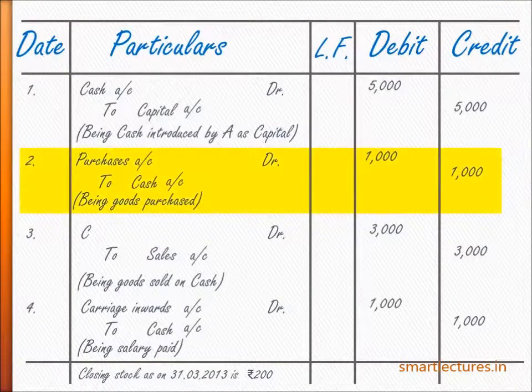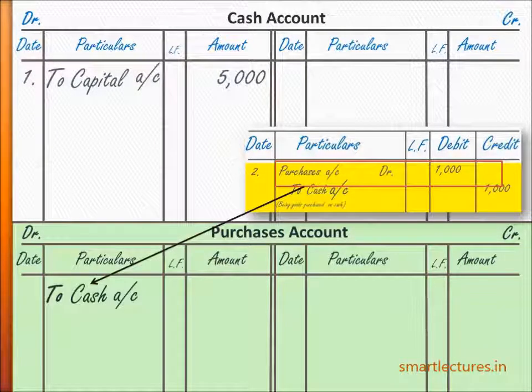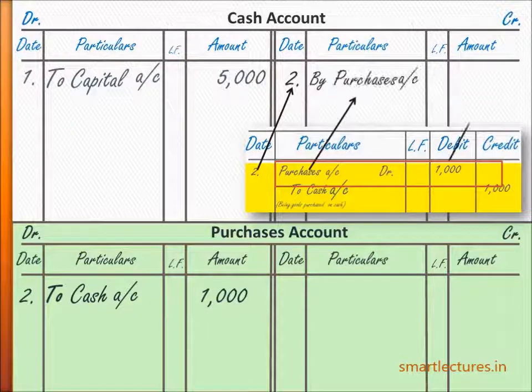Then move to the next journal entry. Purchases account debit to cash account rupees 1,000. It means debit purchases account, credit cash account. Move to the purchase account. On debit side, to cash account rupees 1,000, in the date column 2, and then in the cash account on credit side, number 2, by purchase account rupees 1,000.